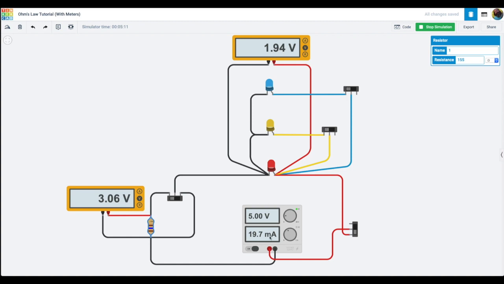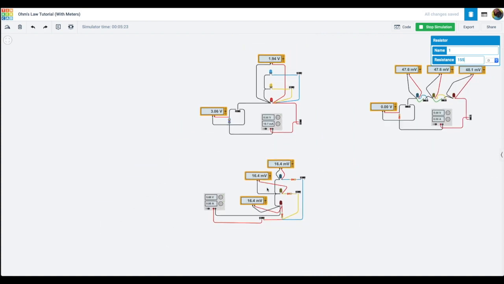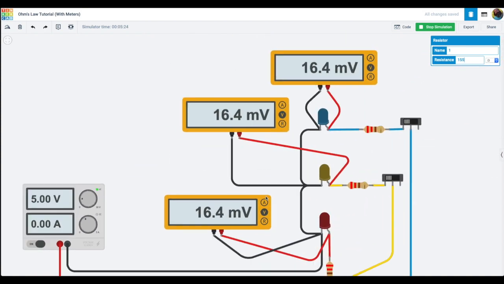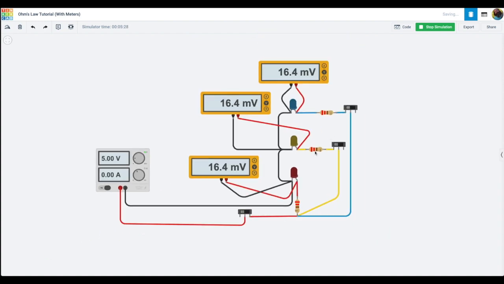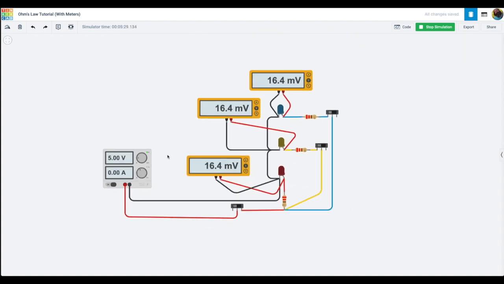So that's how we determine how much current we need for the circuit, and what voltage and resistance to use. Now let me show you a different circuit that I did. This one is very similar, except what I did was... no, not this one. Yeah, that one.